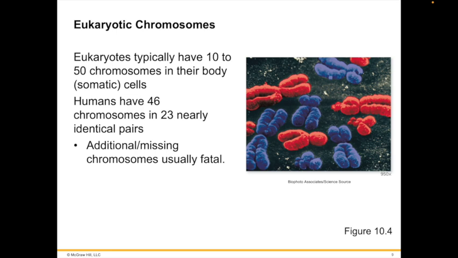Since their initial discovery, chromosomes have been found in the cells of all eukaryotes, although their numbers vary enormously between different species. Organisms have been found with only a single pair of chromosomes, and some ferns with more than 500 pairs. You can see table 10.1 to show you groups of organisms with their total number of chromosomes. Most eukaryotes have between 10 and 50 chromosomes in their body cells.